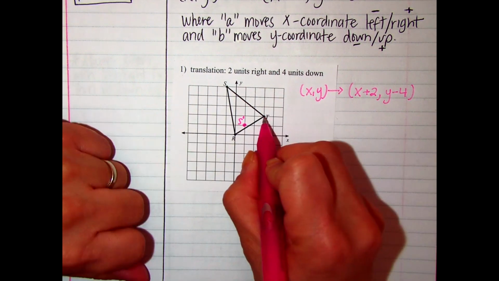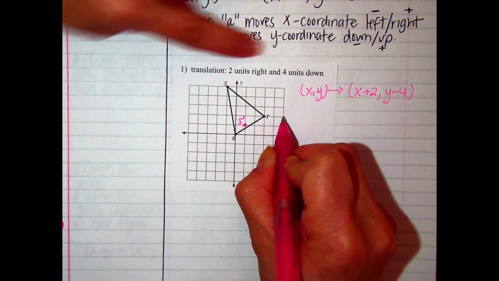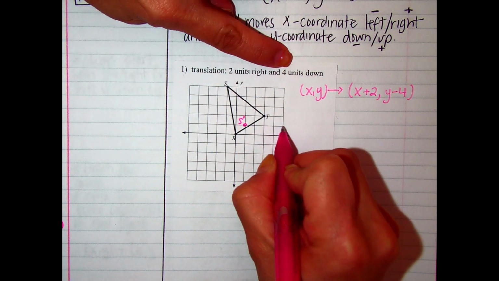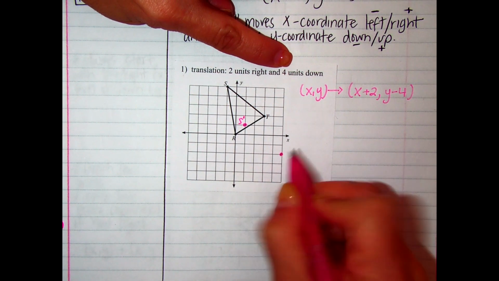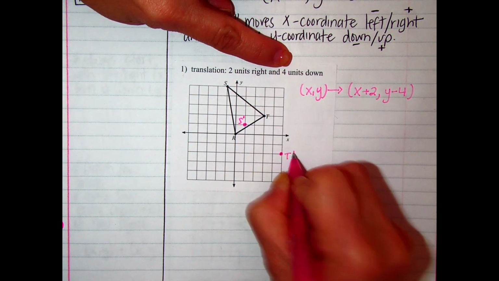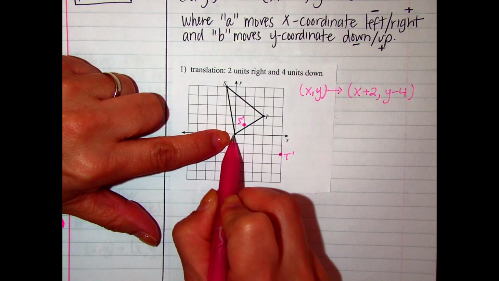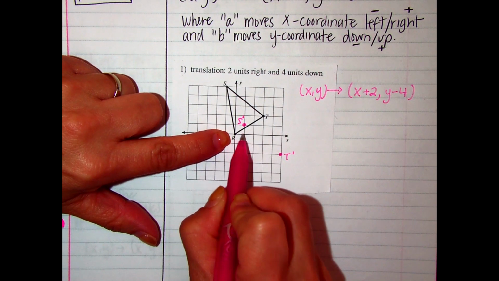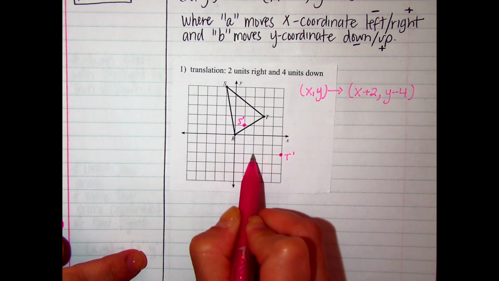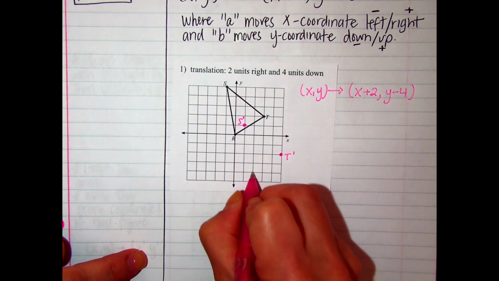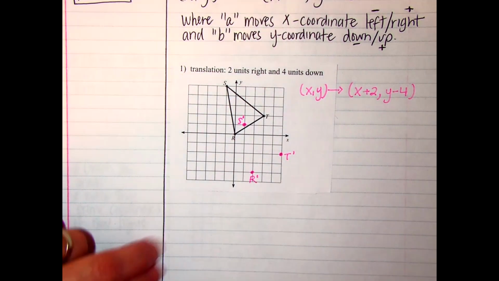So I'm going to do the same for T. 2 units to the right, 1, 2, and 4 units down. 1, 2, 3, 4. Draw your point, label it. This is now T prime. And I'm going to do the same thing to R. So we're going to go 2 to the right, 1, 2, and now 4 down. 1, 2, 3, 4. Draw your dot and label it. This is now R prime.